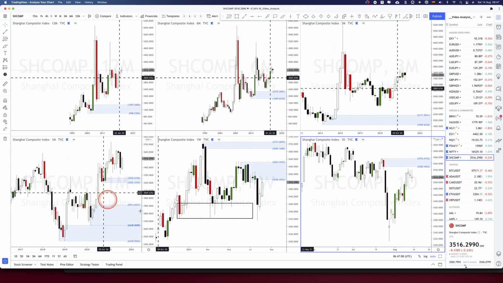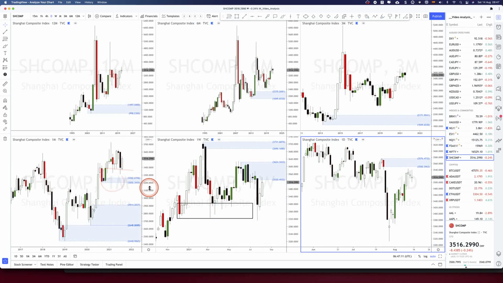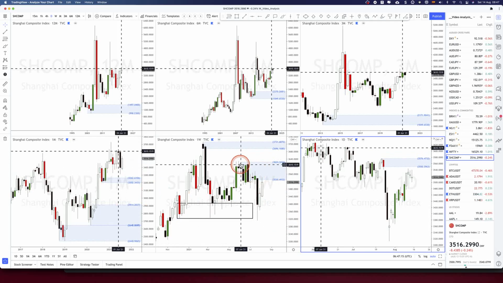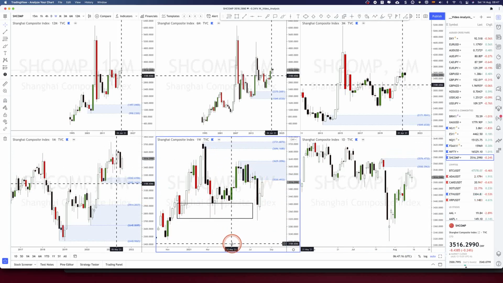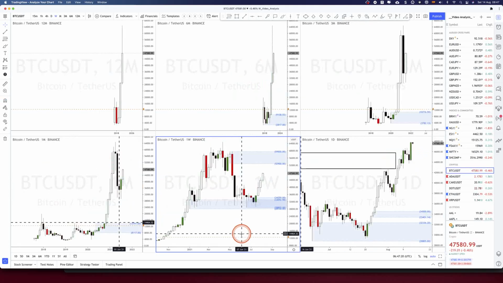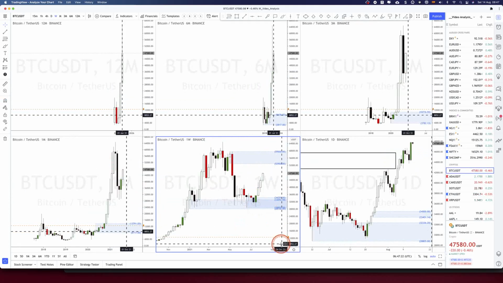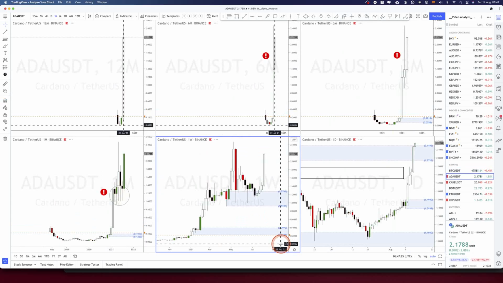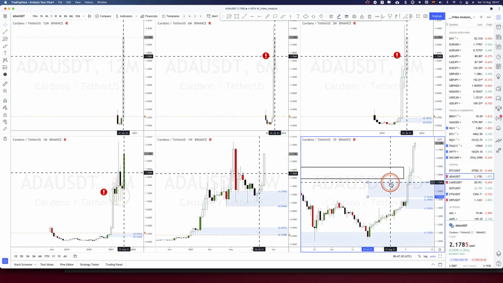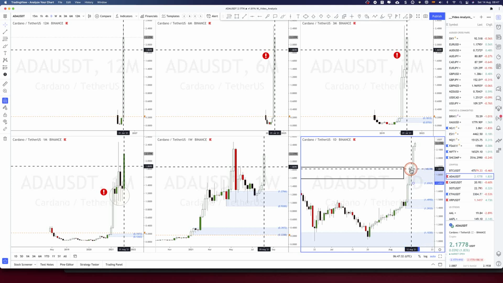On Shanghai Composite, it didn't reach the monthly demand level. Now it is within this poor area of supply on the weekly. Doing nothing. Bitcoin, some cryptos, long bias, new average demand on the weekly and on the daily. Ada Cardano, you broke that area just before I completed the analysis.